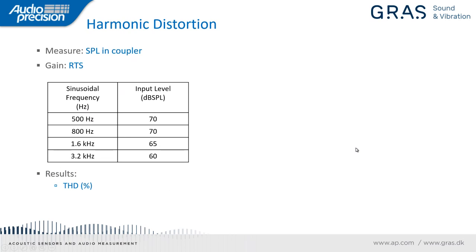Now, for harmonic distortion, we measure the sound pressure level in the coupler with the gain of the hearing aid at the reference test setting. And we have a series of 3 or 4 frequencies and a different level at some frequencies. So at 500 hertz, we have an input level of 70 dBSPL. At 800 hertz, also 70 dBSPL. At 1.6 kilohertz, 65 dBSPL, and at 3.2K, 60 dBSPL. And the result here is just the total harmonic distortion in percent.